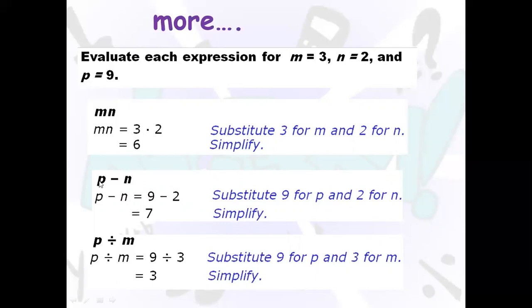Let's go to the next one, p minus n. The value of p is 9. So write 9 in place of p, minus the value of n, which is 2. So 9 minus 2 is 7. It's easy, isn't it? Just be careful about the operations and the values. That's all. Next, p divided by m. You can even do this mentally. P is 9, m is 3. So 9 divided by 3 is 3.